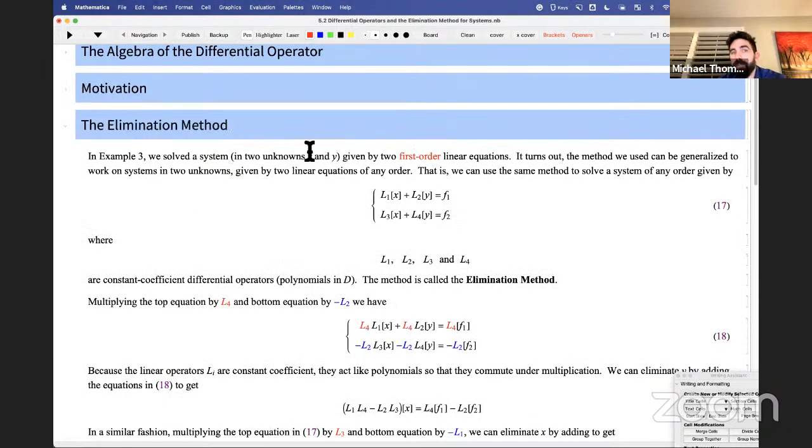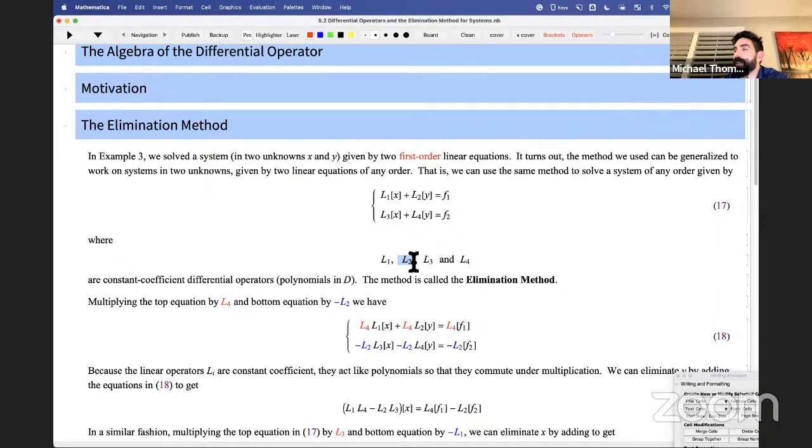So we still have two unknown variables, x and y, so that hasn't changed. And the one that we were working on before, those were first order linear equations in the system, but they don't have to be first order. So what we can do is, let's say we have this system. And you notice I'm using an L sub i. So what do those represent? Well, think of each of these L's as representing a polynomial in D. For example, it might be D to the fifth plus D squared minus 2.